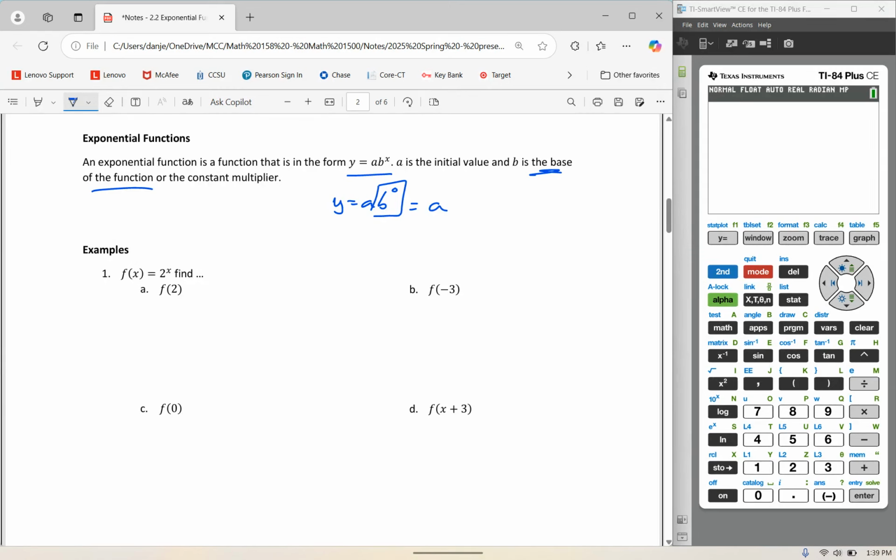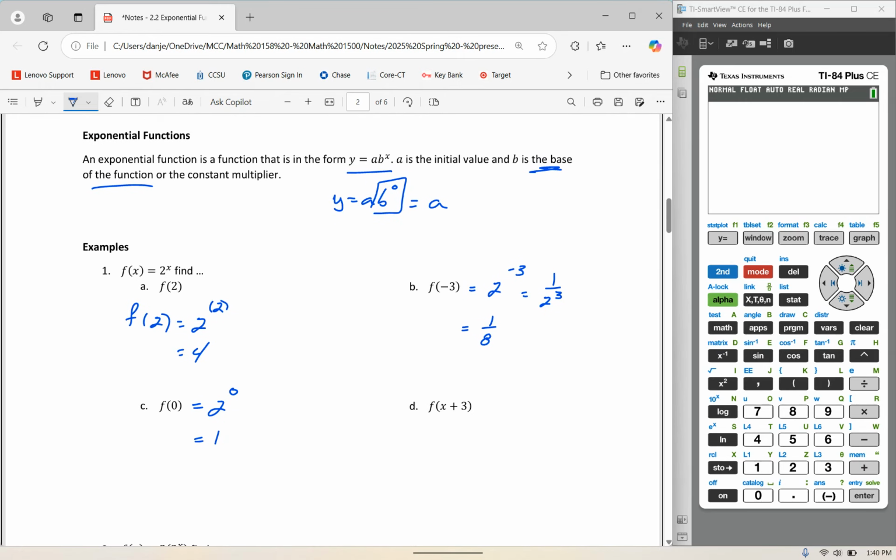A little bit of evaluation here, like we've done in previous videos with linear functions and quadratic functions. If f of x is 2 to the x, then f of 2, I'm going to replace the x with 2. f of 2 is 2 squared, or 4. I'm going to go down here to f of 0. That would be 2 to the 0, which is 1. F of negative 3 would be 2 to the negative third, which is 1 over 2 to the third, or 1/8.